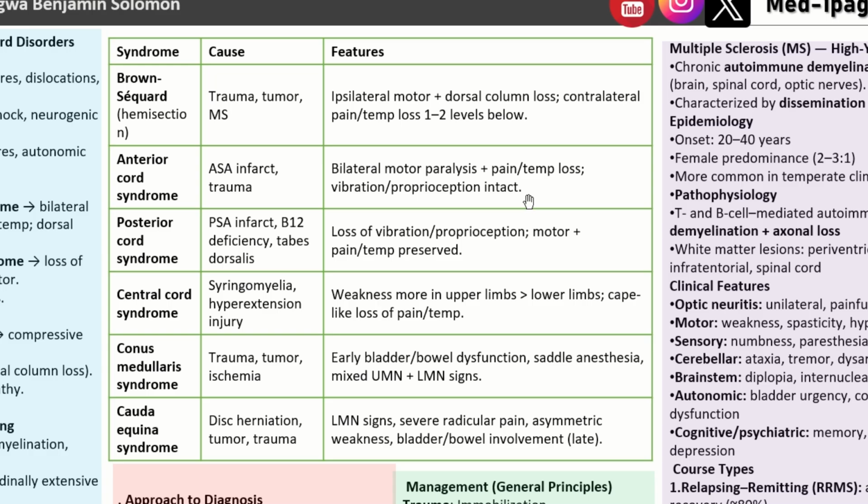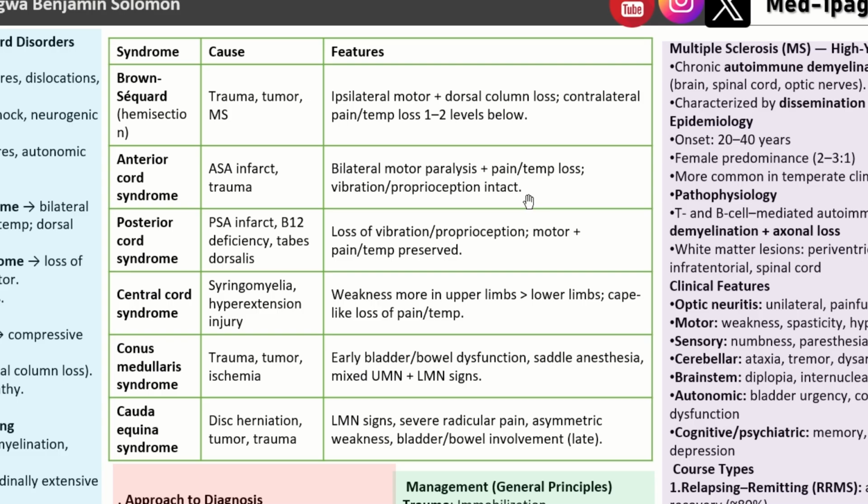Then we do the central cord syndrome, which can be caused by things like syringomyelia, and this basically is inflammation of the spinal cord, where all the compression is coming from inside the spinal cord. So we shall have weakness more in the upper limbs than in the lower limbs, and the cape-like loss of pain and temperature. So why are we weak in the upper limbs more than the lower limbs?